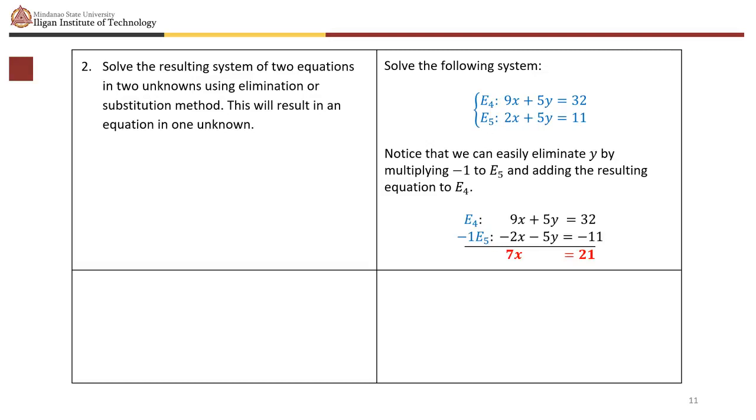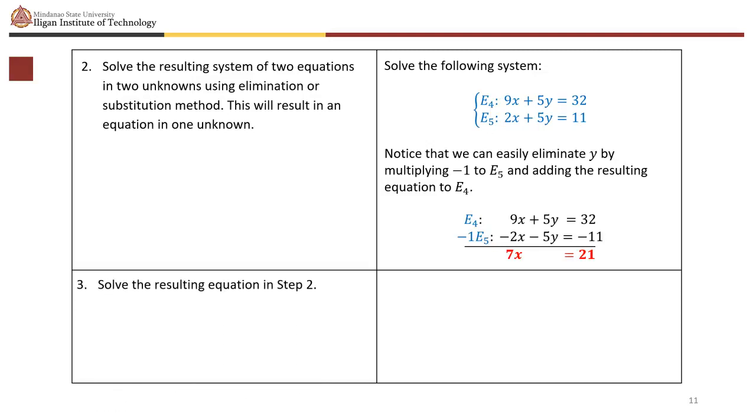So notice that we can eliminate y by multiplying -1 to e sub 5 and adding the resulting equation to e sub 4. That is, e sub 4 is 9x plus 5y equals 32. Multiplying -1 to e sub 5 will give us minus 2x minus 5y equals minus 11. And then adding them will give us 9x minus 2x is 7x, 5y minus 5y is 0, 32 minus 11 is equal to 21.